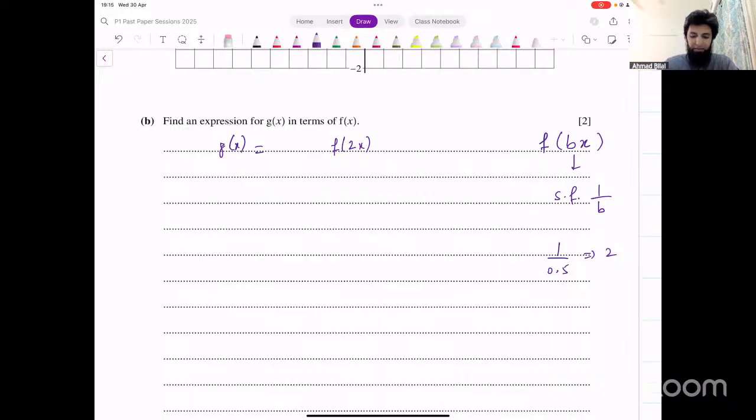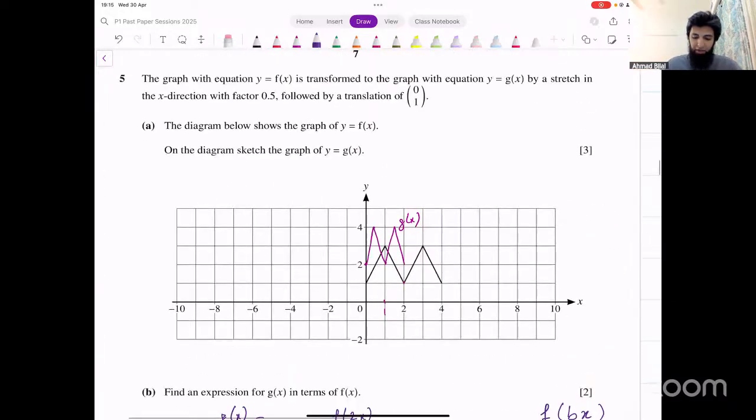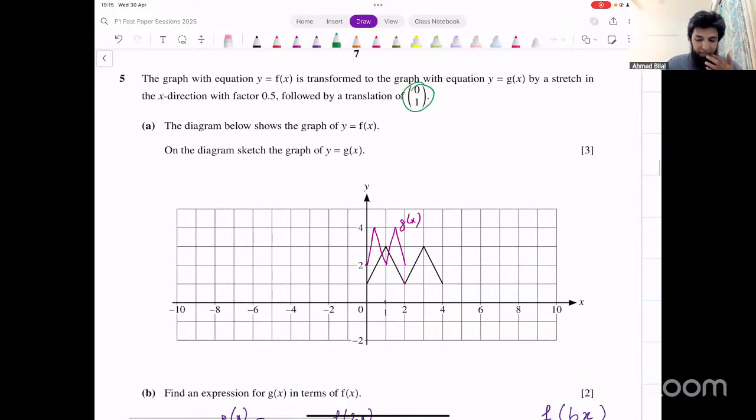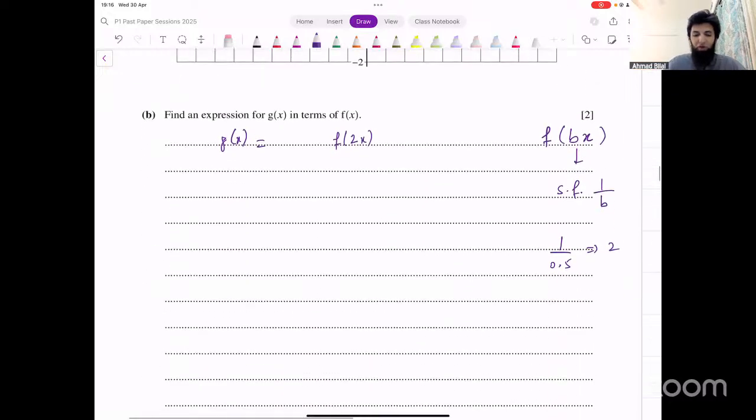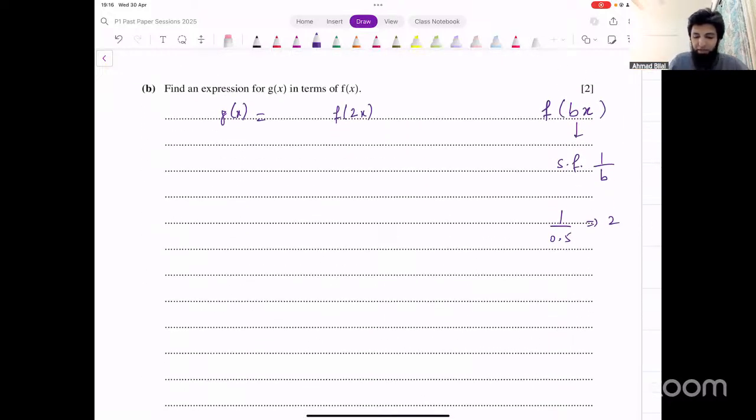Then the other thing is that you have a translation. It's a vertical translation, 1 unit up. So the graph has to move vertically in the upwards direction. So outside the function, you add 1. You do plus 1 outside the whole function. This is what g of x is going to be. g of x is f of 2x plus 1, and that's your final result.